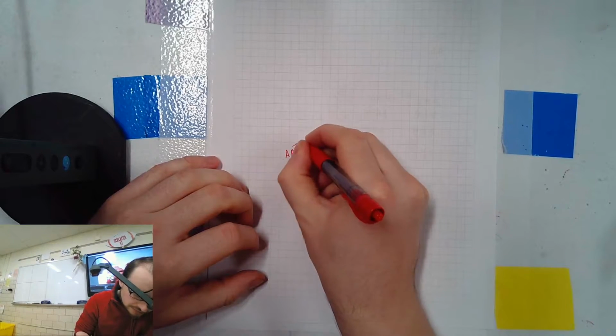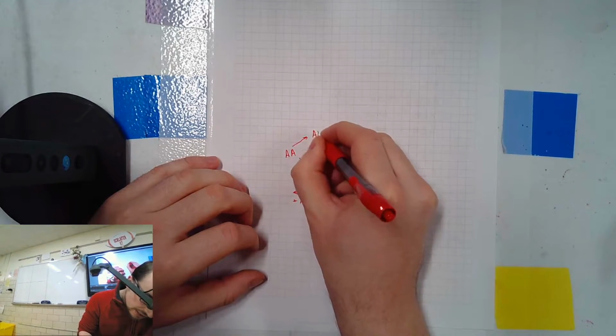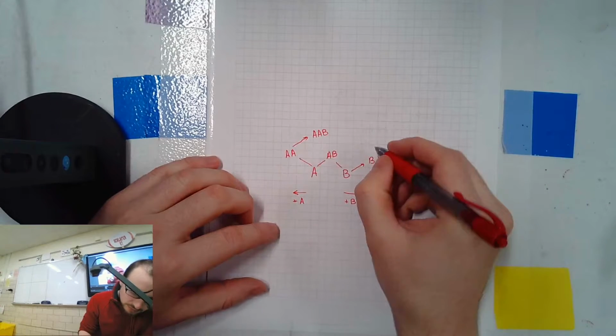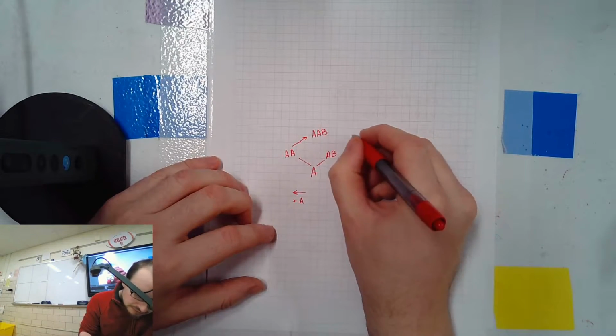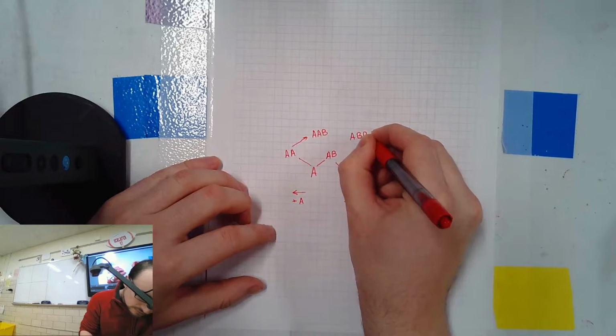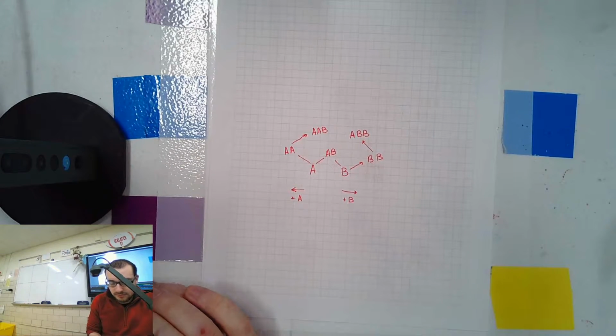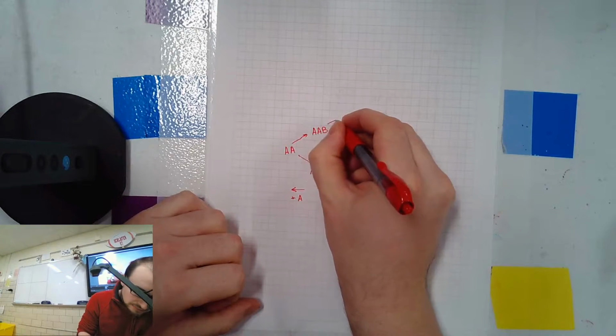If I move to the right, I get AAB. If I move to the left, I also get ABB. Move to the right again.